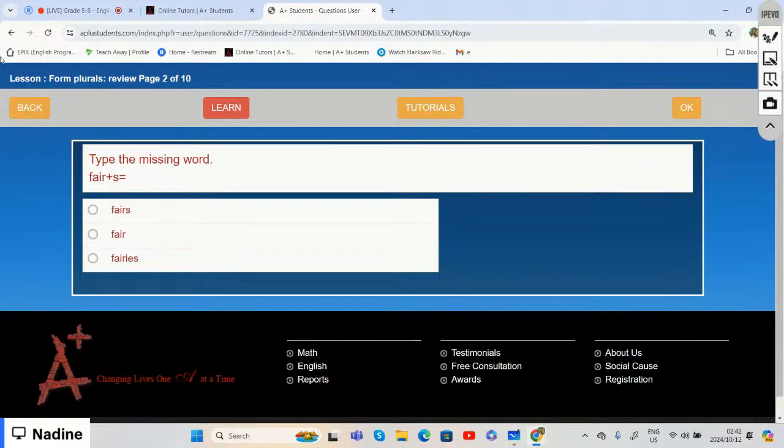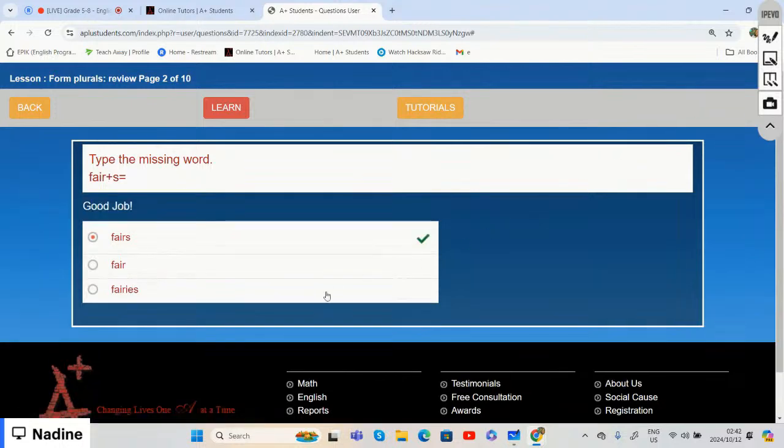Fair. What is the plural of fair? Option 1, 2, or 3. All right, and if we were to choose the correct option, then yes, we will choose fairs. One fair, two or more fairs.